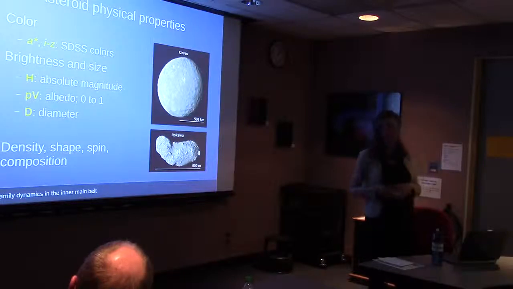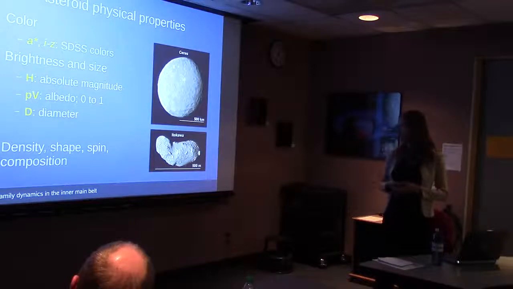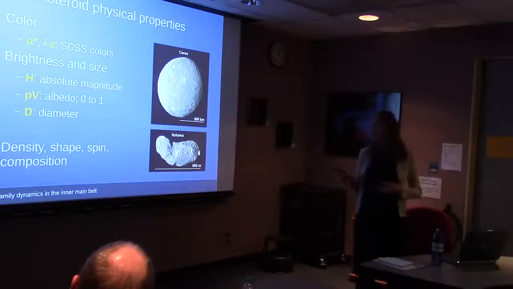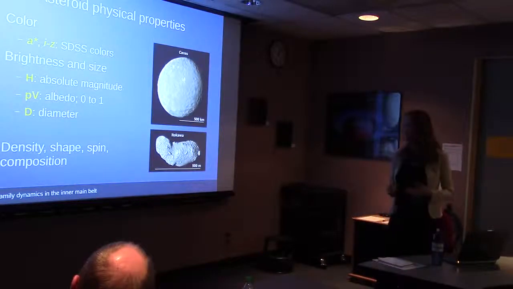And then lastly, if you have a really big asteroid, it's going to reflect a lot more light from its surface area than a small asteroid. So Ceres is going to look a lot brighter than tiny Itokawa. So all three of these parameters are connected. If you have two of them, you can find the third.